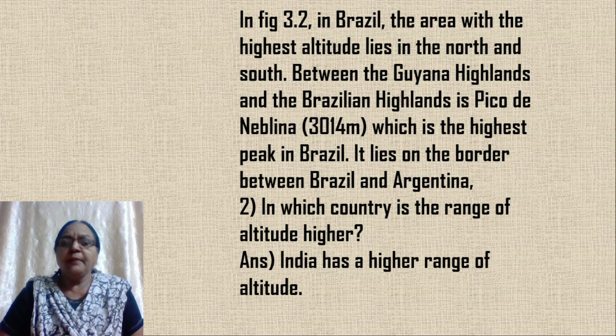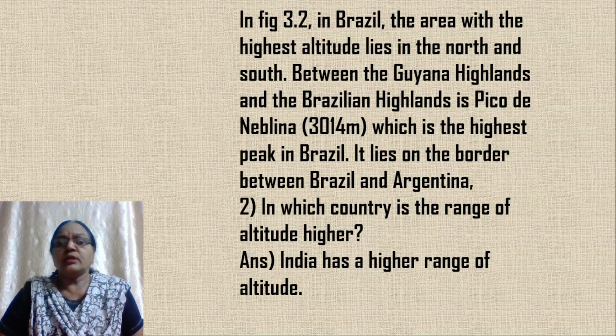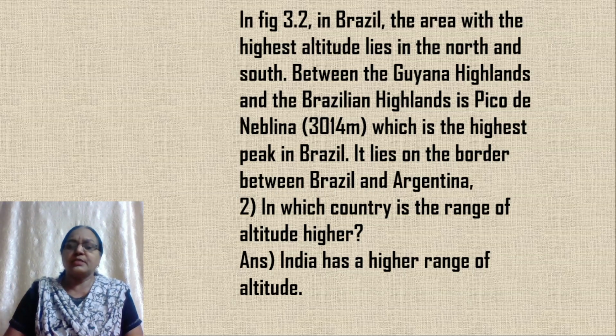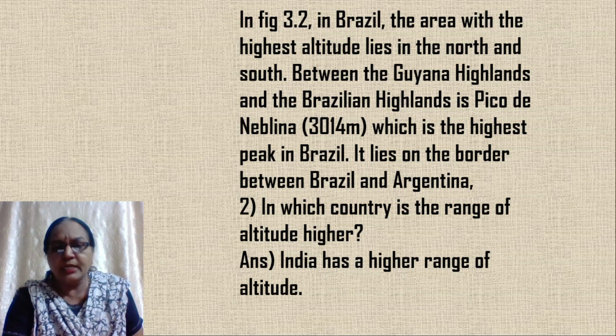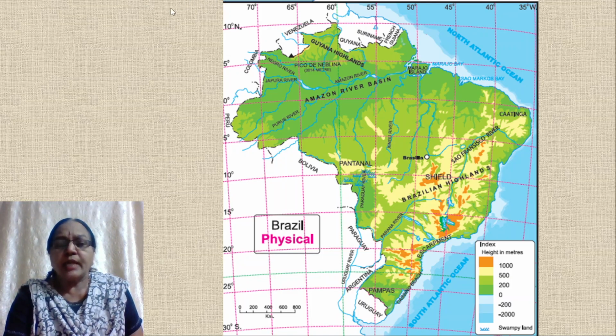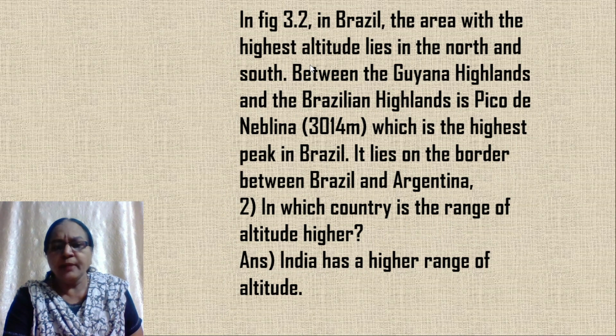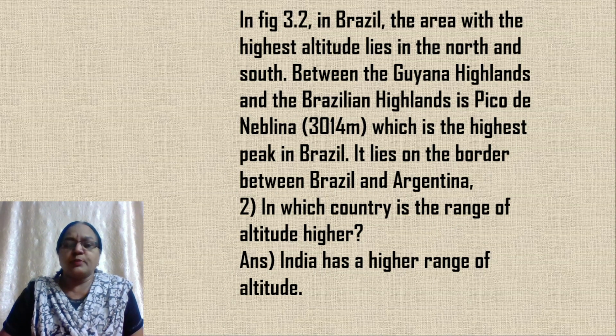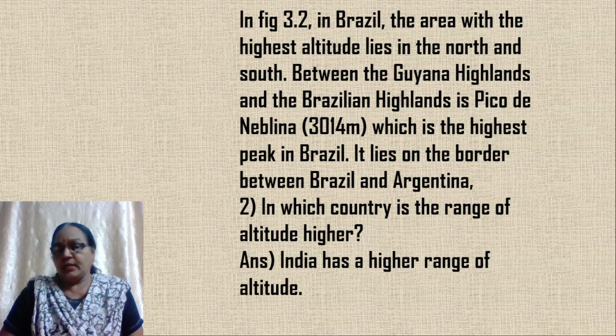Now what about Brazil? You just saw in Brazil, the highest altitude is in the northern and the southern regions. Between the Guyana Highlands and the Brazilian Highlands, we have Pico de Neblina, children. So remember the highest altitude here, this is Pico de Neblina. Its altitude is 3,014 meters. This is between the Guyana Highlands and Brazilian Highlands, and this is the highest peak in Brazil. Pico de Neblina lies on the border between Brazil and Argentina.